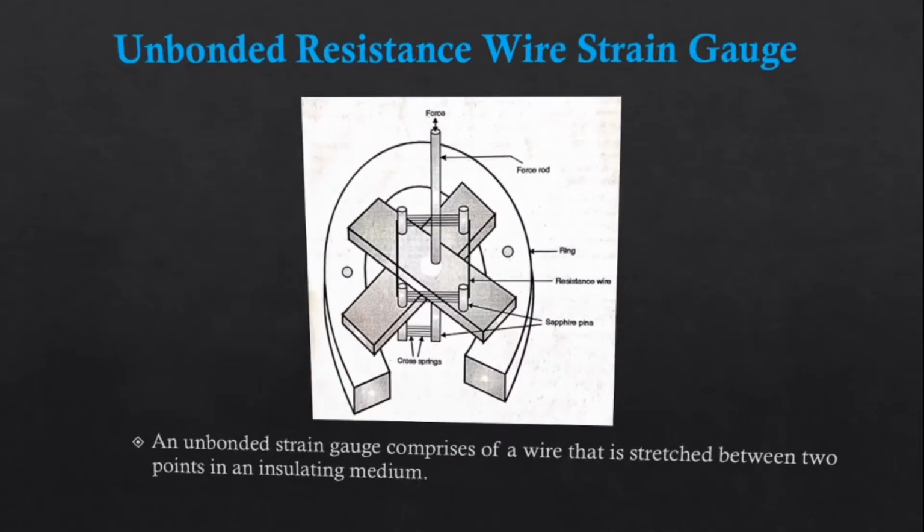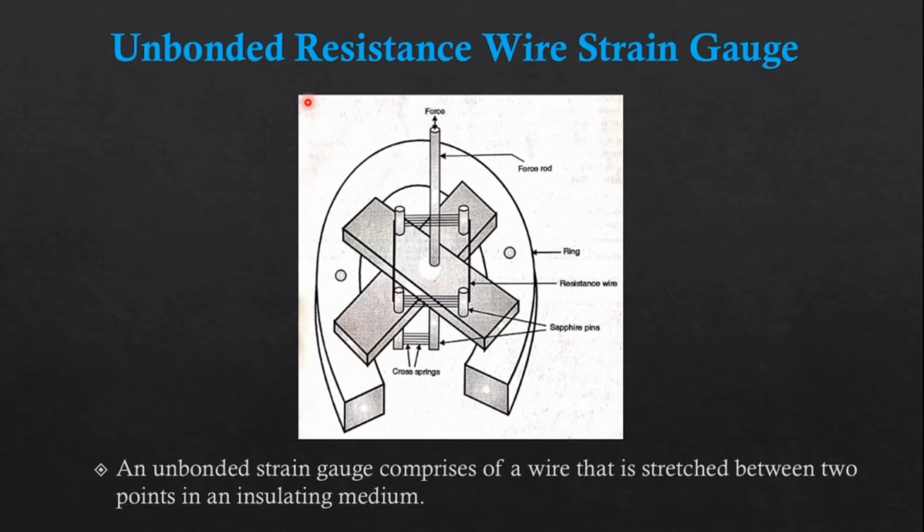So starting with the unbonded resistance wire strain gauge. This is how our unbonded resistance wire strain gauge is going to look like. An unbonded strain gauge comprises a wire that is stretched between 2 points in an insulating medium. So in the insulating medium we have our 2 points that are connected with the resistive wire. Over here, as we can see, the black line is our resistive wire, and these are the points, and this is the complete metal ring.